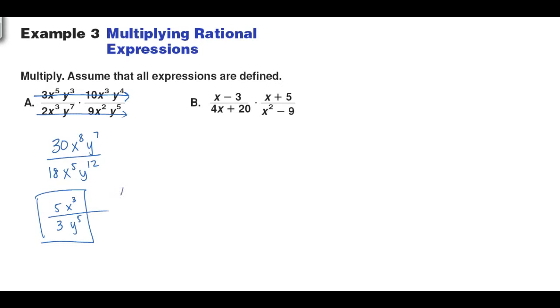What expressions would be undefined? Well, I would have to say that x cannot equal 0 and y cannot equal 0 because they're both in the denominator. And there is your answer for 3A.